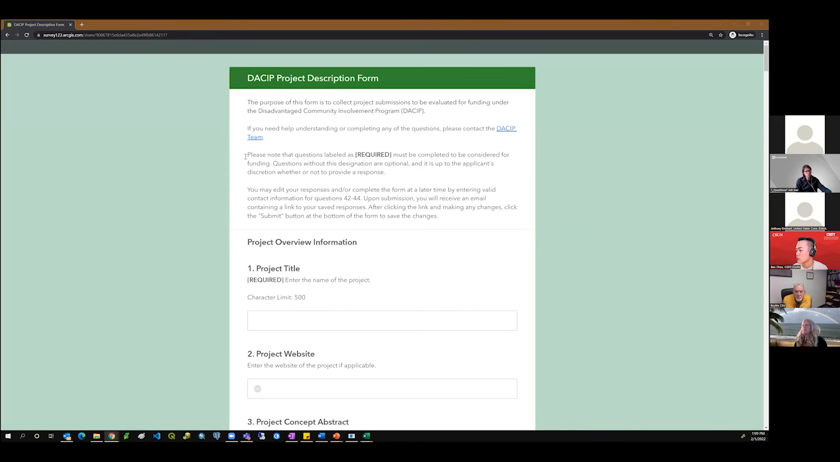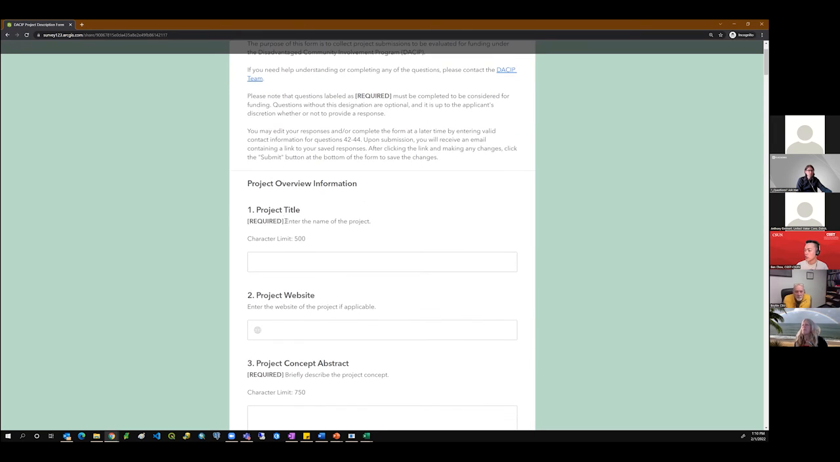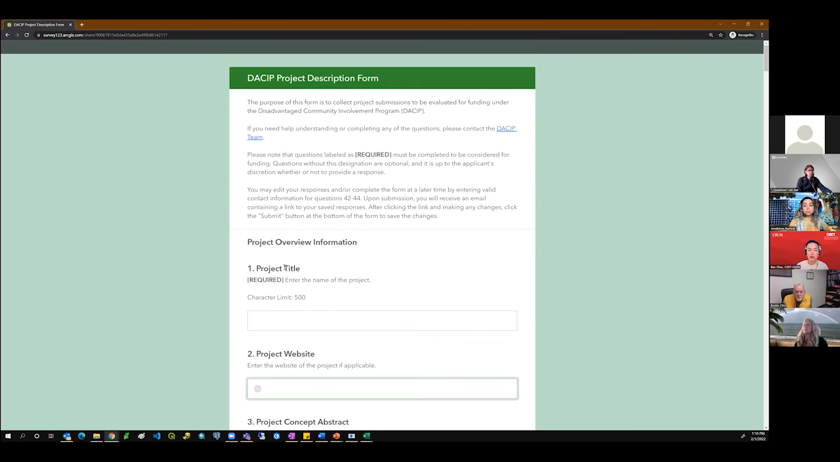There's also a few sentences mentioning that some of the questions are required, and they are marked accordingly with this bold required notation. And for optional questions, so those are questions that aren't marked as required, it's up to you if you want to answer them. So for example, you see here the first question, project title, that's required. The second question, project website, it's not required. So if you did have a project website, you wanted to include it, you would add it in that question.